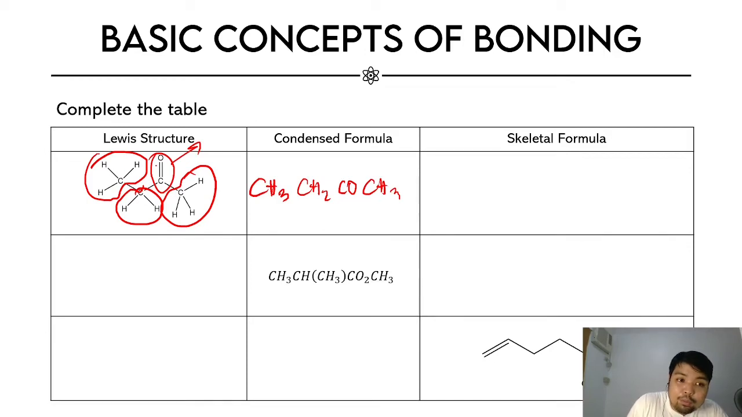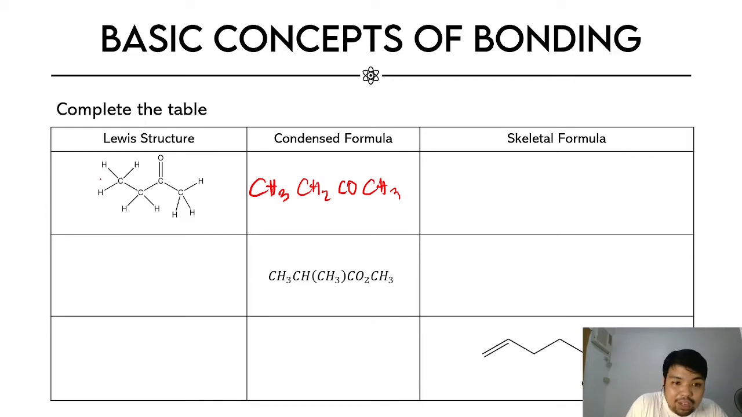Now we draw our skeletal formula based on the Lewis structure. So this carbon atom will represent the starting point of a line. Then we draw a straight diagonal line from that. So this end of the line here represents another carbon atom. Since it is connected to another carbon atom, you draw another diagonal straight line here.